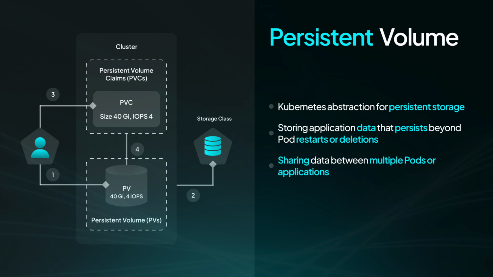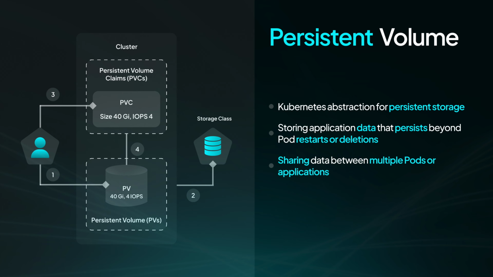A persistent volume, or PV, is a Kubernetes abstraction for persistent storage, unlike local storage on a node, which is ephemeral and disappears when a pod dies. A persistent volume provides a way to store application data that persists beyond the pod restart or deletion. Think of a persistent volume as a piece of storage in your cluster, like a network attached storage or a cloud provider disk. As you see in the diagram, the cluster has various storage options.